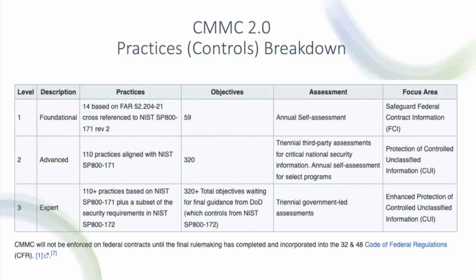Level one is a foundational level. It will be provided as a self-assessment. Level two will be something that you need to get certified for. So you'll have to go through not only a pre-assessment and readiness, become prepared, and then go through an actual certification assessment. Level three will be worked through over the next few years as they try to identify what that looks like.